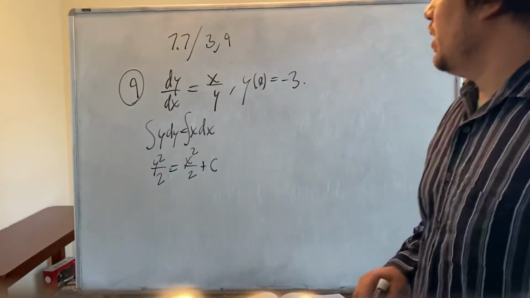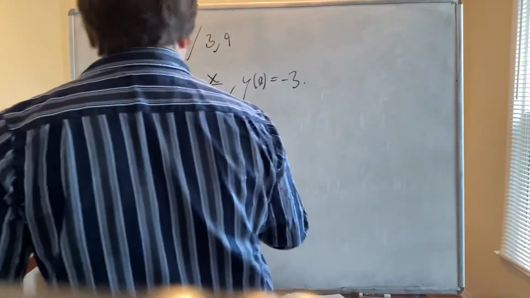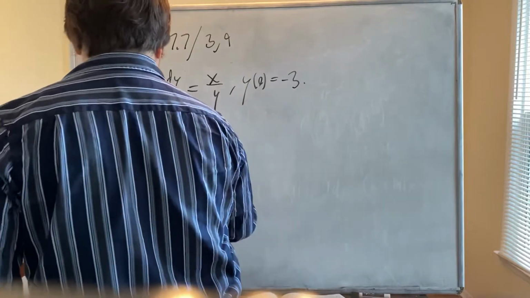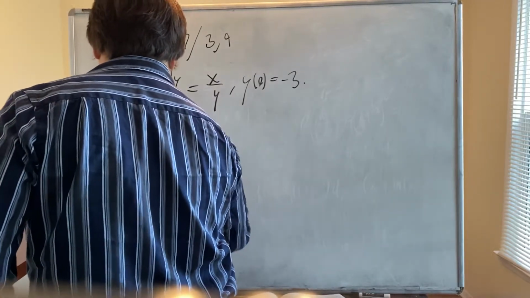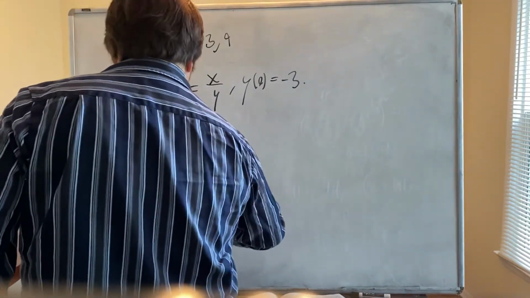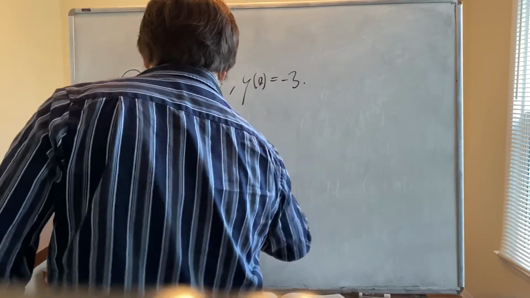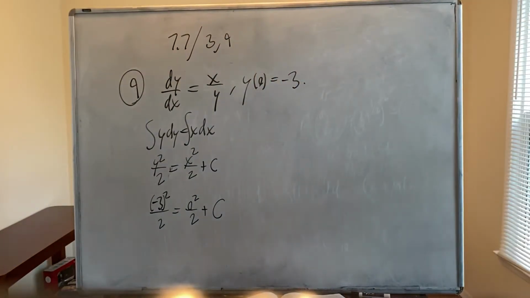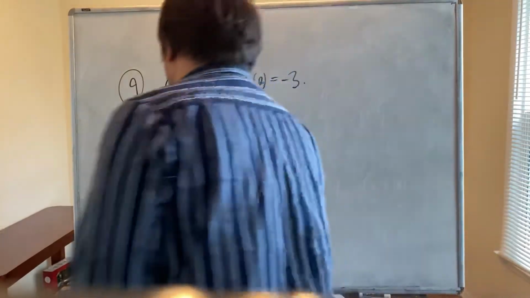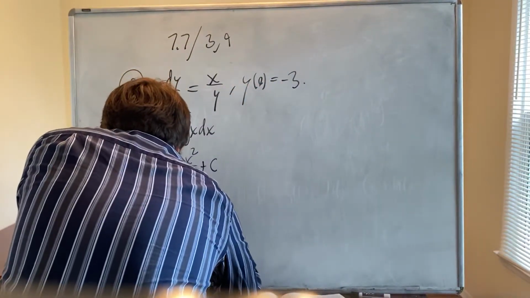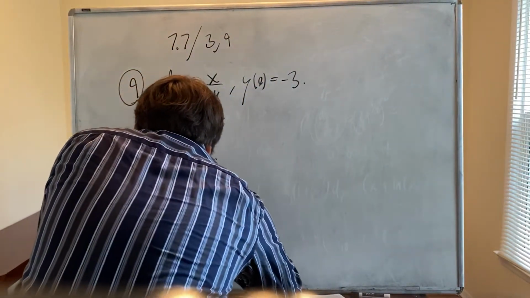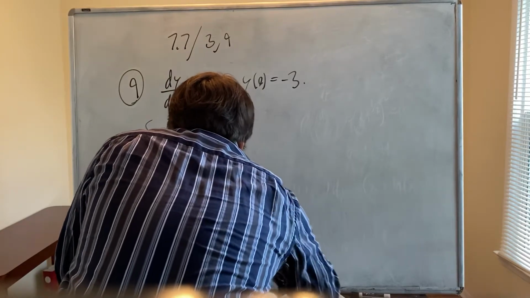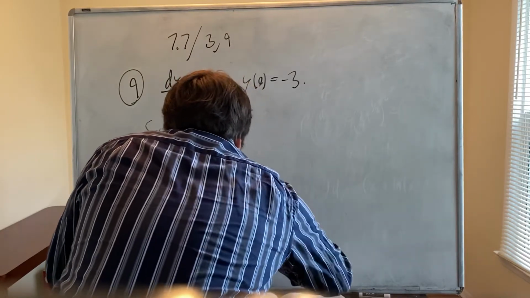Okay? y of 0 equals negative 3. So when x is 0, y is negative 3. So negative 3 squared over 2 is equal to 0 squared over 2 plus that c. So what does c equal? Well, negative 3 squared is 9. 9 over 2 is equal to 0 plus c. That implies c equals 9 halves.